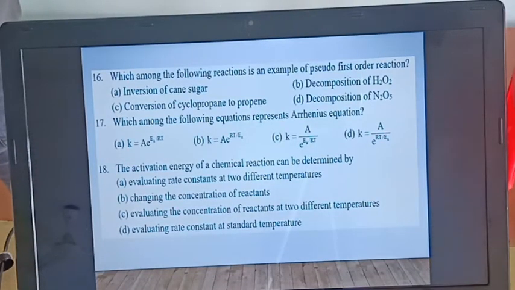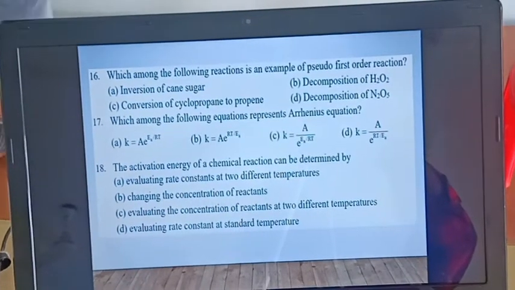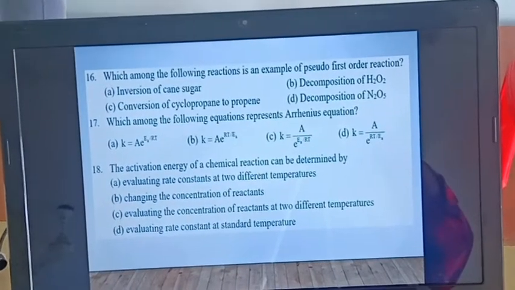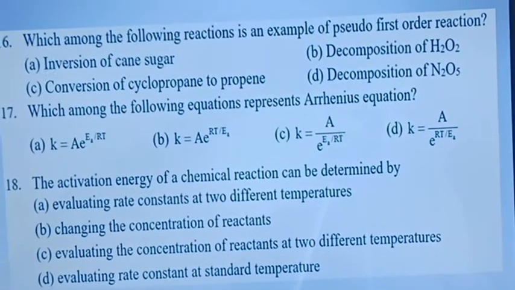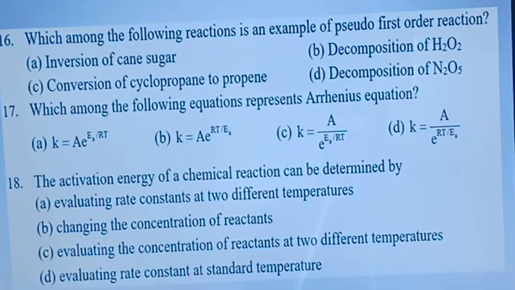Well, question number 70. Which among the following equations represents the Arrhenius equation? Four options are given. We have to find out the correct Arrhenius equation. So it is also a direct theory-based, remembering or recalling type of question. In this question, the Arrhenius equation is given and you need to find it out.